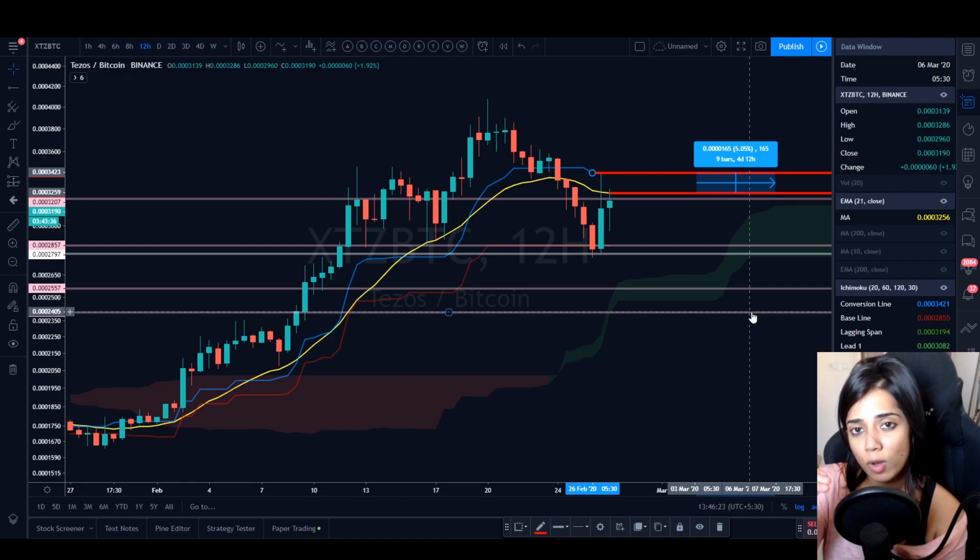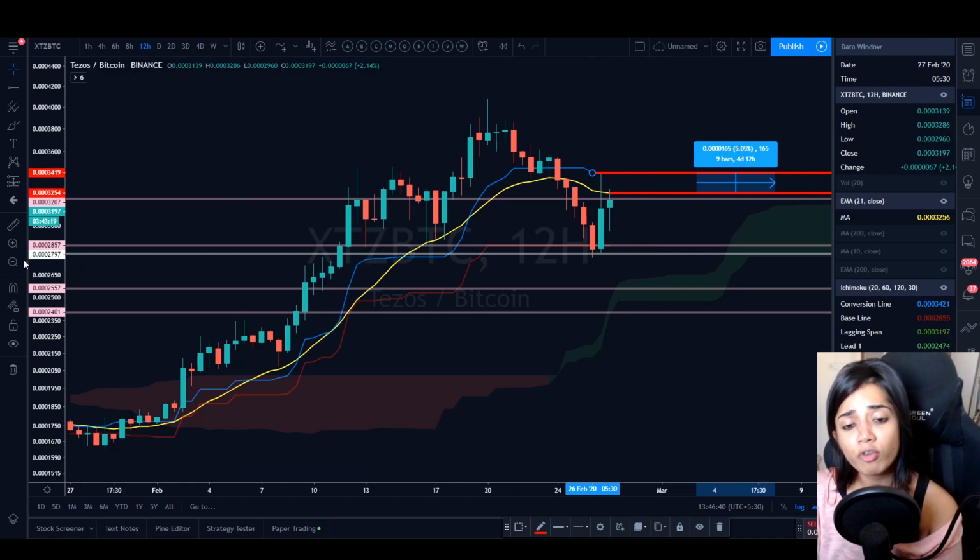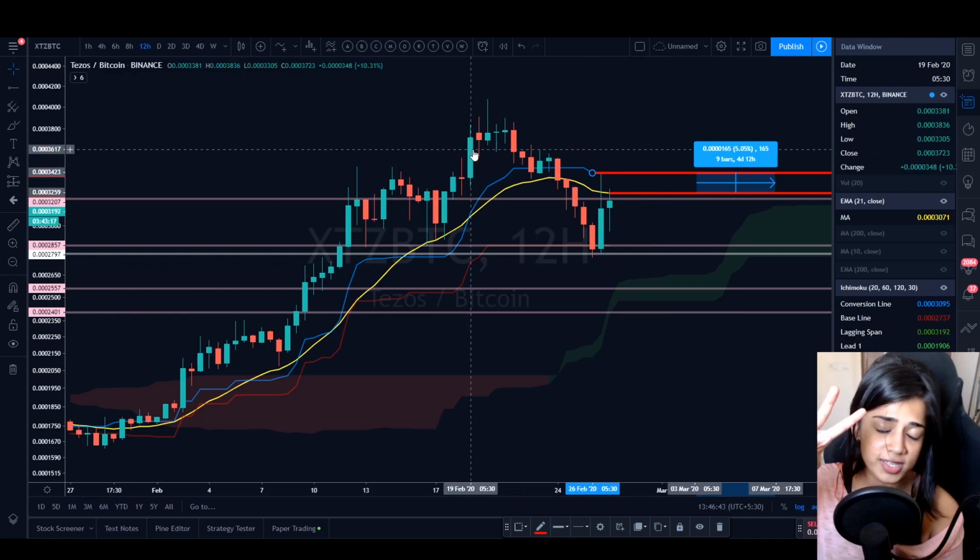A close over that 12-hour Tenkan would put Tezos in a more bullish posture right there, okay? Just taking that out and closing over that 12-hour Tenkan. From my last video, I did make 2 observations. Tezos trends very, very well on the 6-hour time frame as well as the 12-hour time frame.